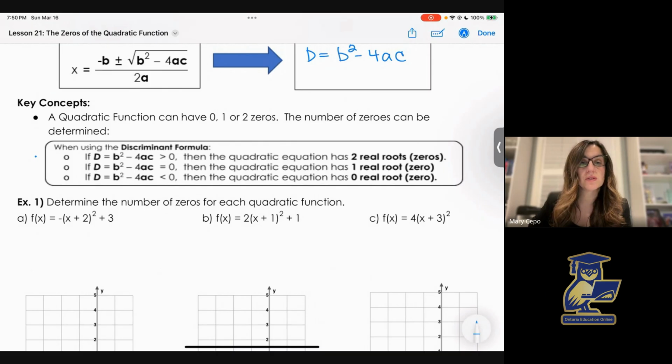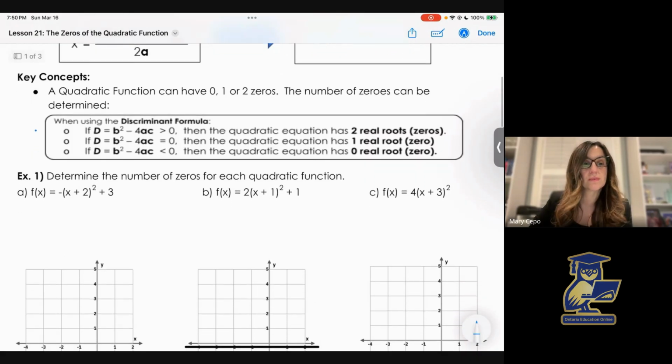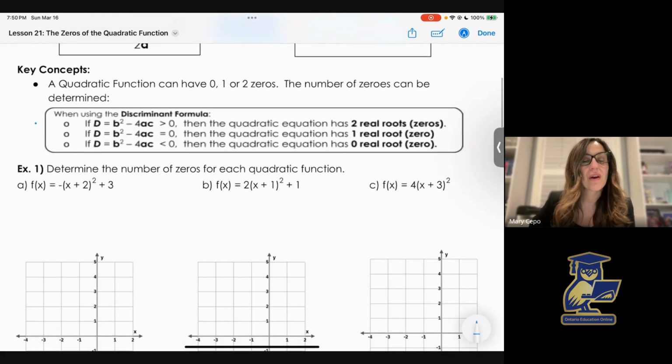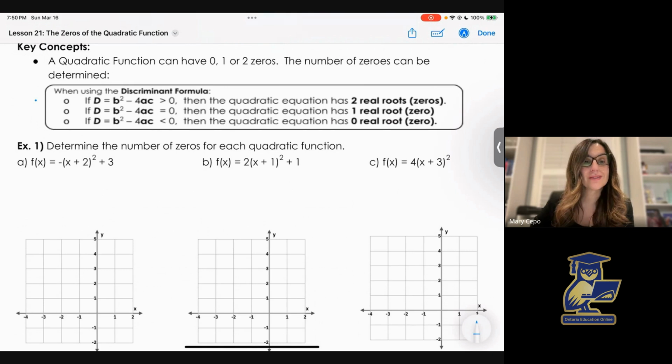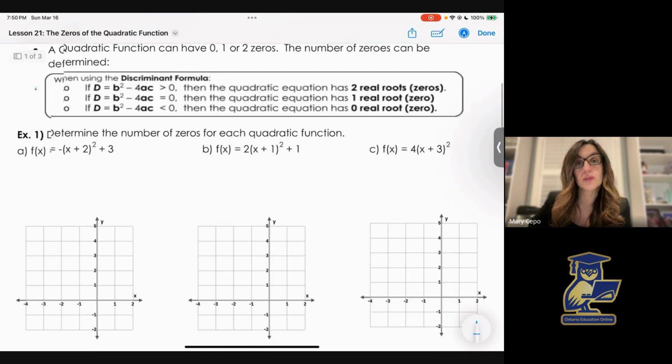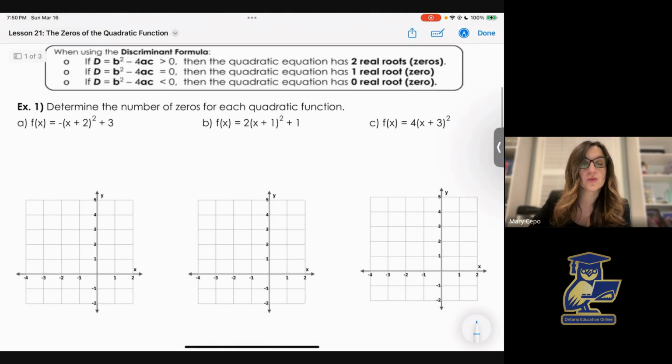If b squared minus 4ac is greater than 0, then the quadratic equation has two real roots, or two zeros, two solutions. If, however, b squared minus 4ac is equal to 0, that means the quadratic equation has one real root, or 1 zero. If, however, b squared minus 4ac is less than 0, so that means a negative value, then the quadratic equation has 0 real roots. So 0 zeros, and so no zeros and no x-intercepts.